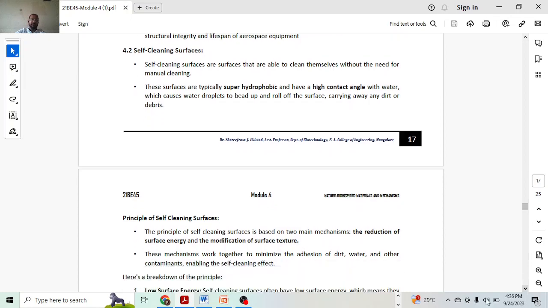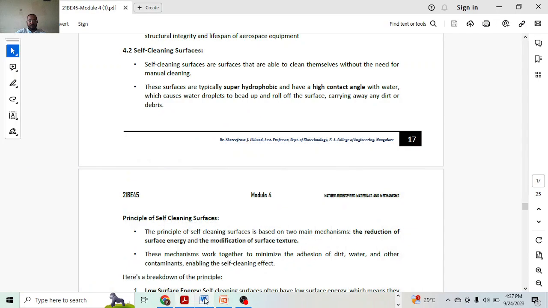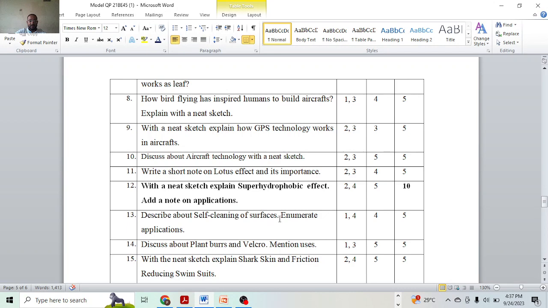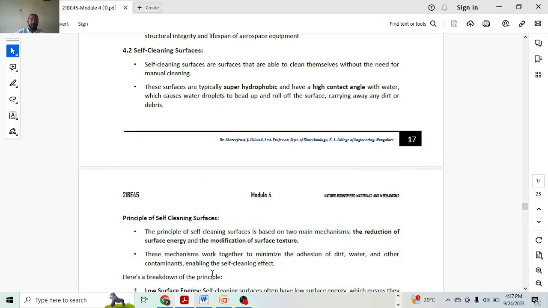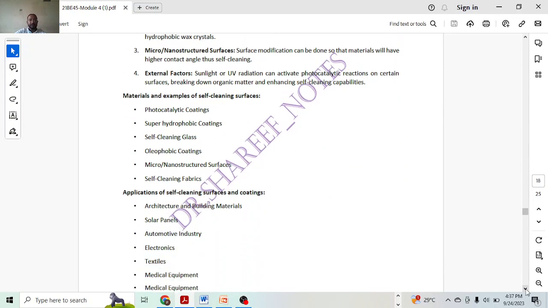Next, self-cleaning surface. For that, we have a question: describe self-cleaning process, enumerate applications. So this will have describing 3 or 4 marks, enumerating will be 2 or 1 marks. Okay, like that you can just divide.